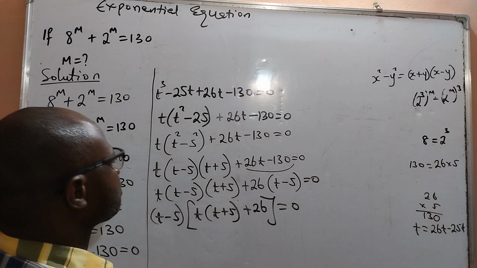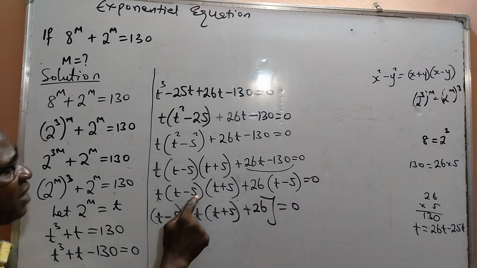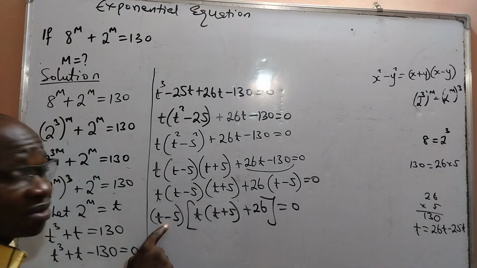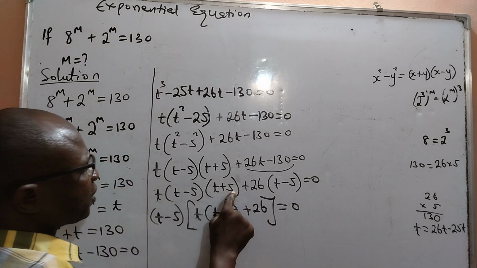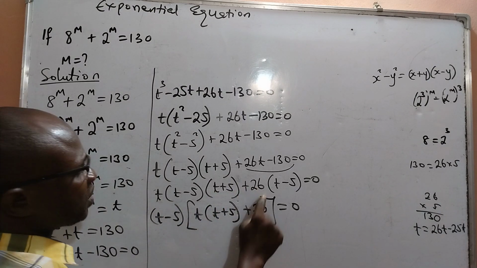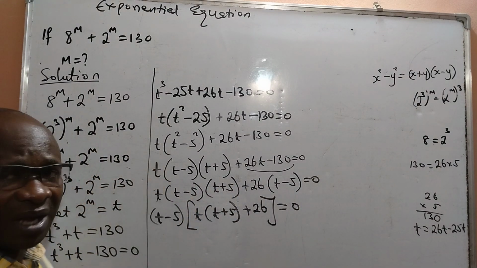What I have done, just watch very well. t minus 5 is here, t minus 5 is here. It is factored out. And what is left here is t, which is this, then t plus 5, which is this, and then plus 26, which is this. This and this are already factored out.